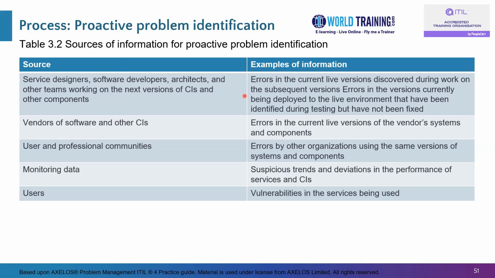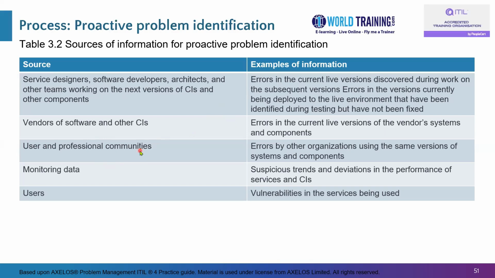Or they might have been doing some testing, but not fixed errors yet. Or when they're working on a subsequent version, they might detect some errors with the current version. Then vendors of software and other CIs, configuration items, may be able to detect or suspect some errors in the current live versions of their own vendor systems and components.